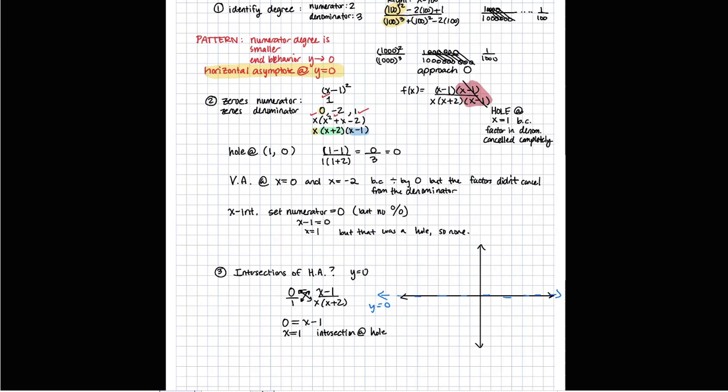Let's take a look at our vertical asymptote. We had one at x equals 0, and then we have another one at x equals 1. So let's scale our graph a little bit. Let's scale our graph so every 2 squares is 1. There we go. So we have one at 1, and we have an asymptote at -2.